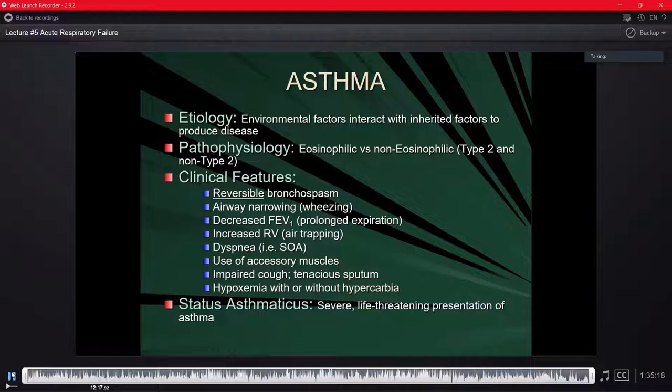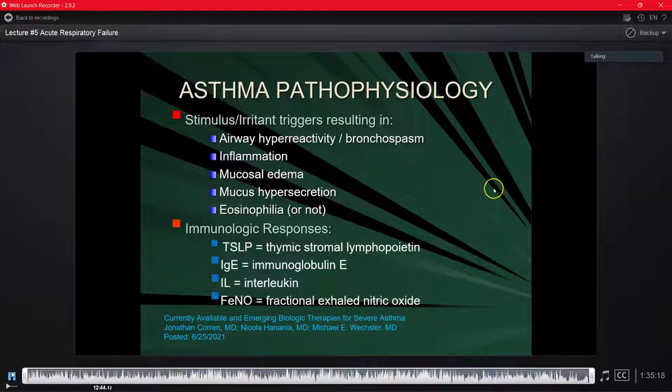Because when this starts occurring, you're working against the clock, because if that airway completely closes off, I can get air in, but I can't get air out, and the patient becomes incredibly difficult to intubate, if at all, if you can even get the tube. So that's the consideration, and a lot of the people that I see in the field or in the hospital where we see severe asthma exacerbation in adults, we'll get pretty aggressive with them and get to the intubation early versus later. So anyway, we have hyperreactivity, inflammation, mucosal edema, mucus hypersecretion, eosinophil or not, so there's that type 2, non-type 2.